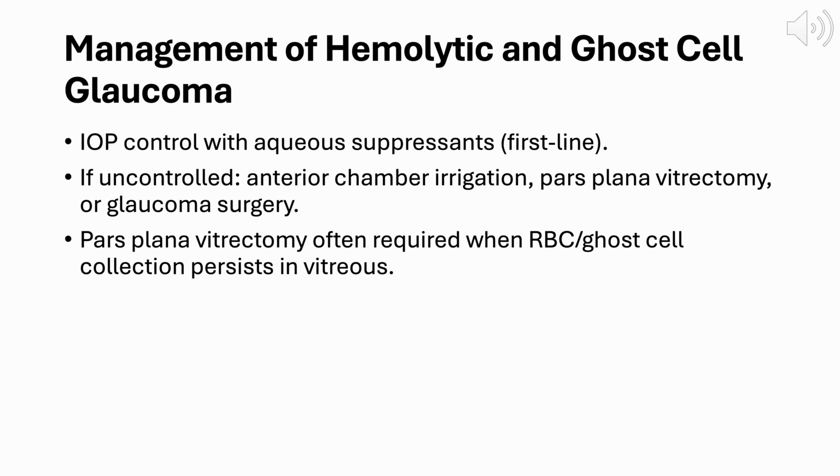Now, let's review the management of hemolytic and ghost cell glaucoma. The first priority is controlling intraocular pressure, usually with aqueous suppressants as the initial therapy. If pressure cannot be adequately controlled, more invasive interventions may be necessary, such as anterior chamber irrigation, pars plana vitrectomy, or glaucoma surgery. Importantly, when collections of red blood cells or ghost cells persist in the vitreous, pars plana vitrectomy is often required to remove the source and prevent ongoing obstruction of the trabecular meshwork.